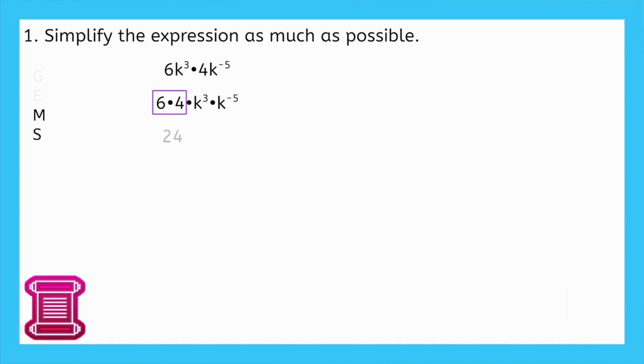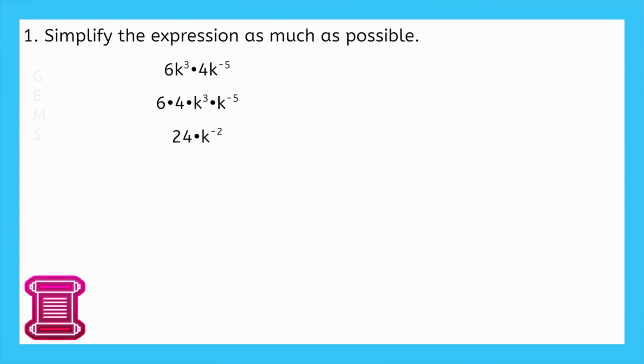Six times 4 is 24. And according to the product of powers property, when two elements with the same base are multiplied, we can add the exponents. K cubed times k to the -5 becomes k to the power of 3 plus -5, or k to the power of -2. That takes care of the M in GEMS, so all that's left is the S, subtraction and addition. There aren't any power properties used for subtraction and addition, and there's no subtraction or addition in this expression, so is the expression simplified? Well, in order to be simplified, the expression can only have positive exponents.